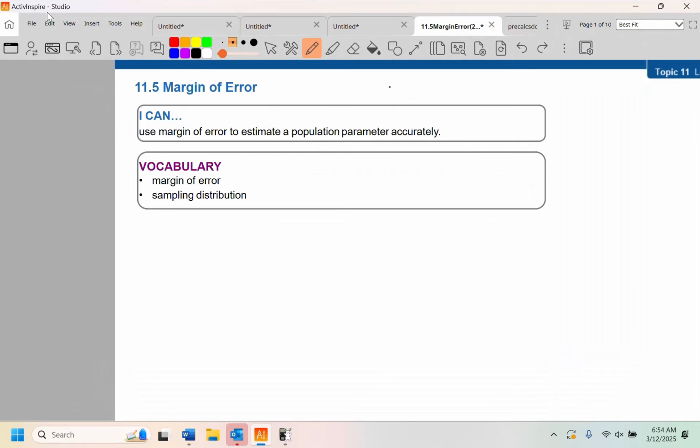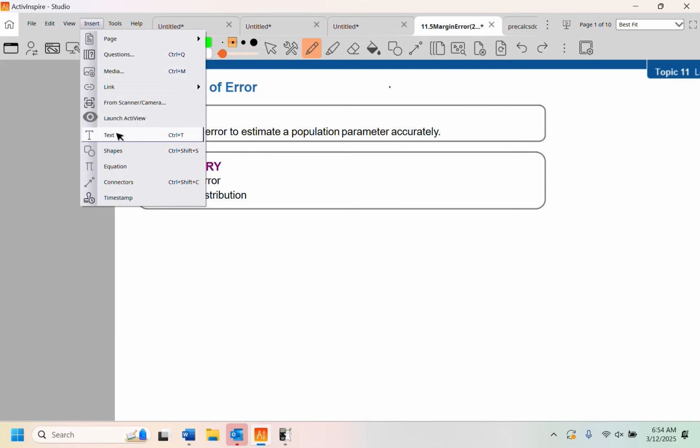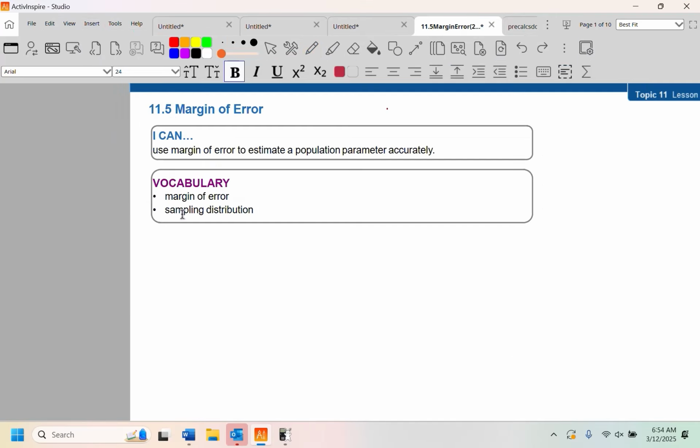So this is 11.5, margin of error. And there's two vocab words up here. And we're going to talk about margin of error in just a little bit. But I'm going to go ahead and give you a rough idea of what it is.